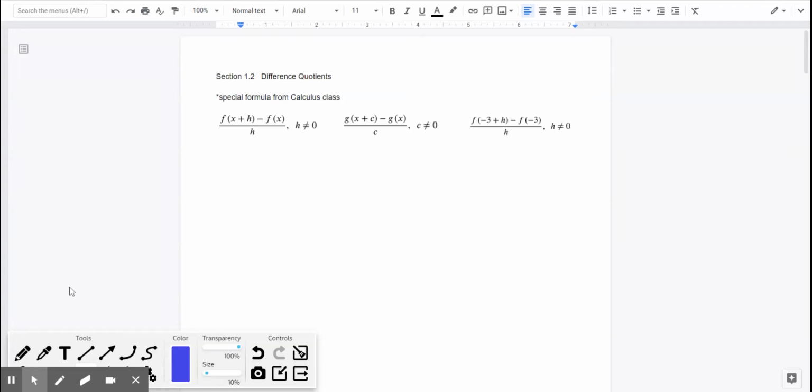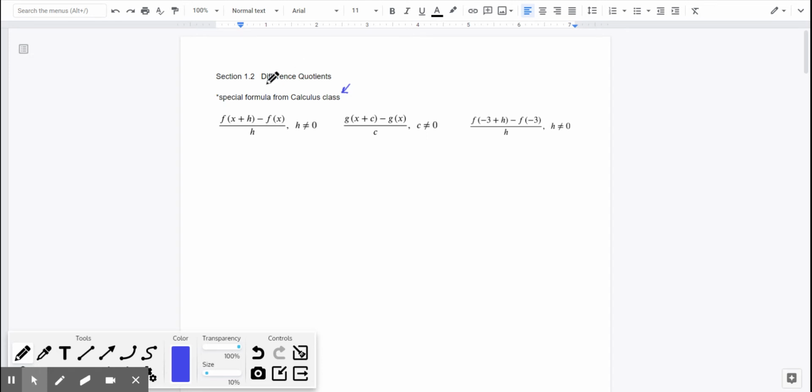Today's lesson is going to be on a topic from section 1-2 in your textbook called difference quotients. A difference quotient is a special formula from calculus class. What we learned to do this year is to work with these difference quotients using our algebra skills. Unfortunately, this year in class, I won't be able to explain what these special formulas mean, but your calculus teacher will definitely tell you next year.